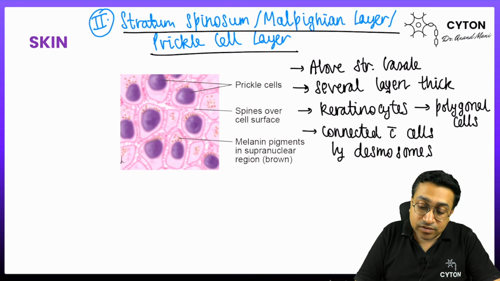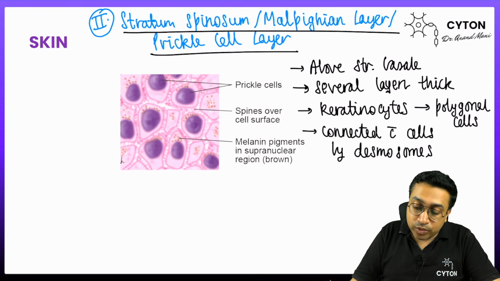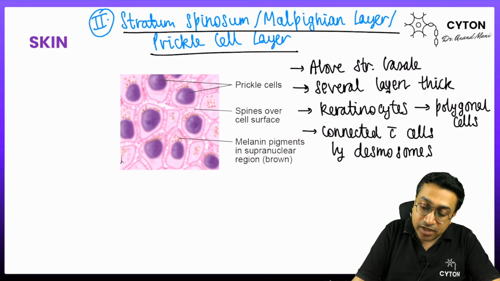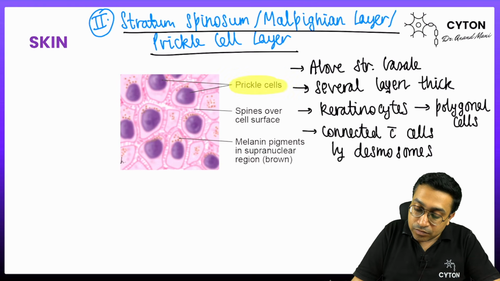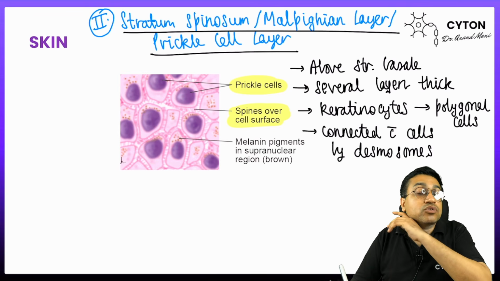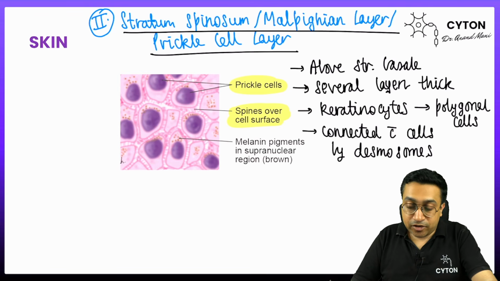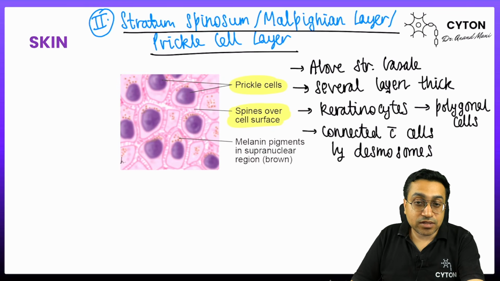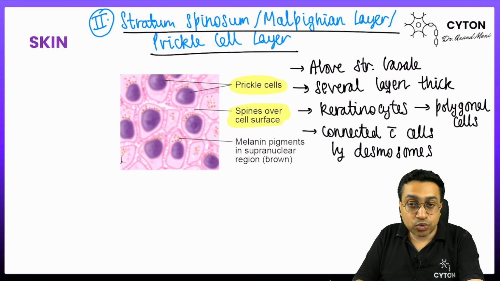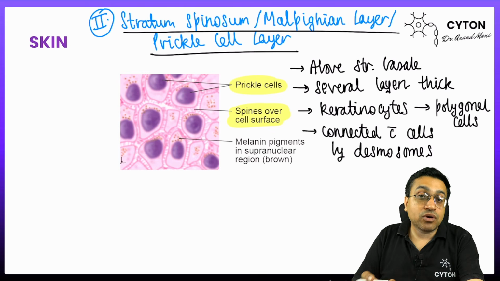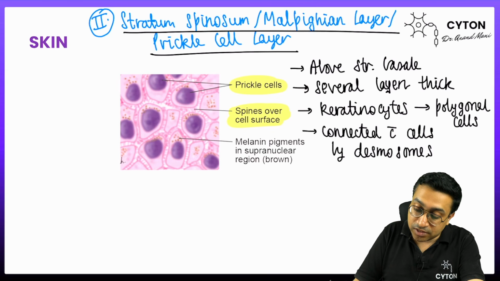Now why is this known as spinosum? They are known as the prickle cell layer, we are labeling it as prickle cell layer. Prickle cells have spines over the cell surface, as you can see. So what is this? Spines are nothing but artifacts. During the preparation of the tissue for sectioning, the cells often shrink. But what happens to the keratinocytes, the prickle cells?